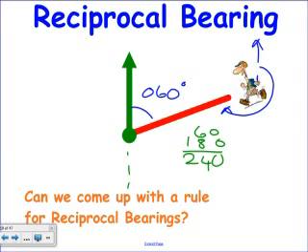So if it's less than 180, we add on 180 degrees, and if the bearing is greater than 180, to get the reciprocal, we take away 180 degrees. Does that make sense? Yeah? A nice straightforward way of doing reciprocal bearings.